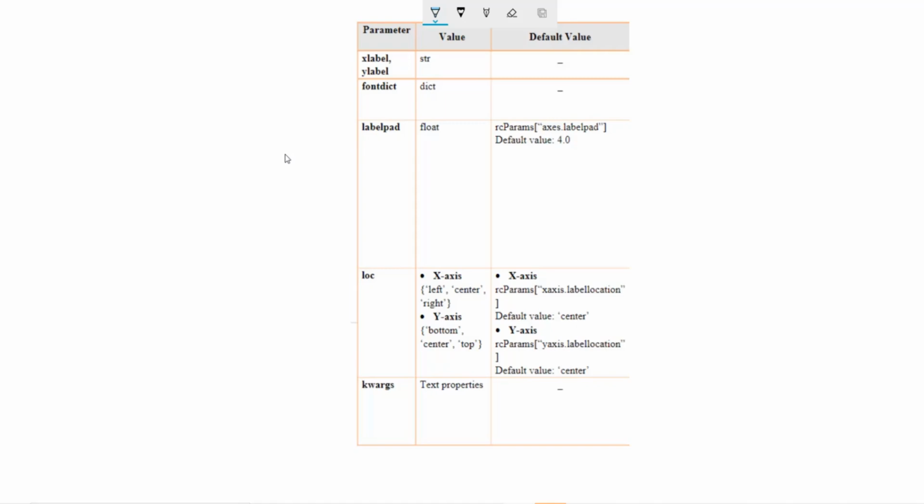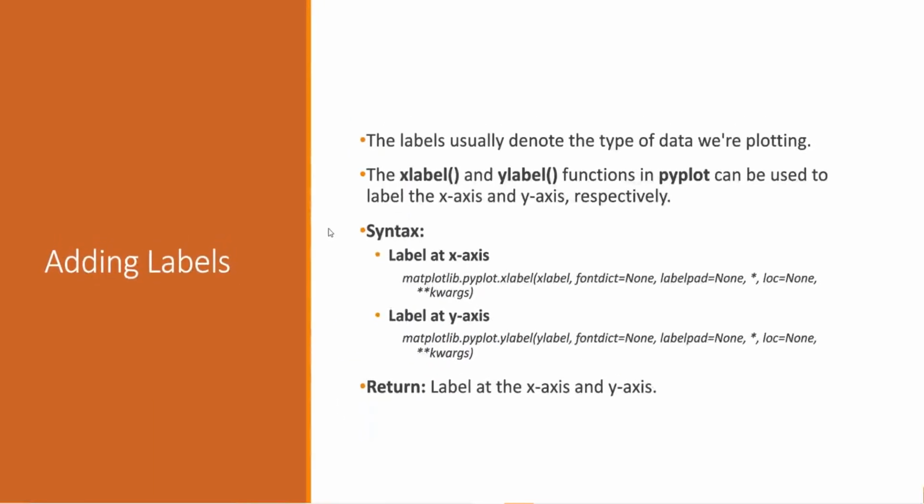Then another parameter is loc, which means location. For the x-axis it has the values left, center and right. For the y-axis it has the values bottom, center and top, and by default it has a center value for both axes. Basically it represents the position of the label. And in last we have kwargs, which accept text properties as a value and are used to control the appearance of the text of the label. These functions return the labels at the x-axis and the y-axis.